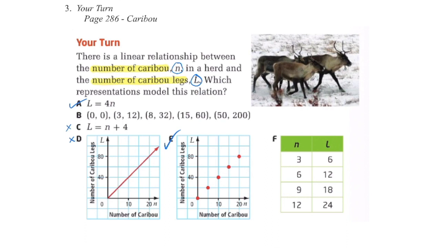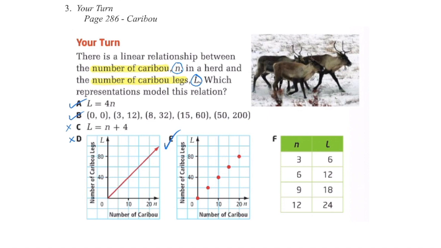Take a look at the ordered pairs. No caribou, no legs. 3 caribou, 12 legs. 3 times 4 is 12, so that works. 8 times 4 is 32, 15 times 4 is 60, and 50 times 4 is 200. You have to check every pair, and because they all work, that also is what we could use to model that relationship. And again, that's discrete data. We have a series of ordered pairs.